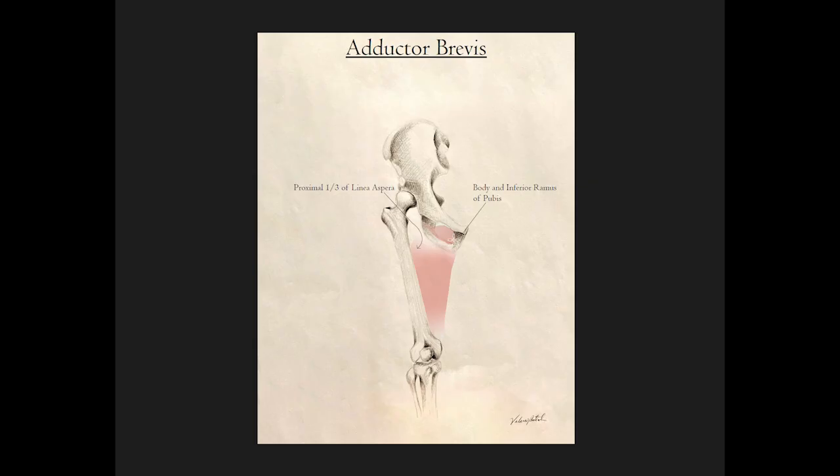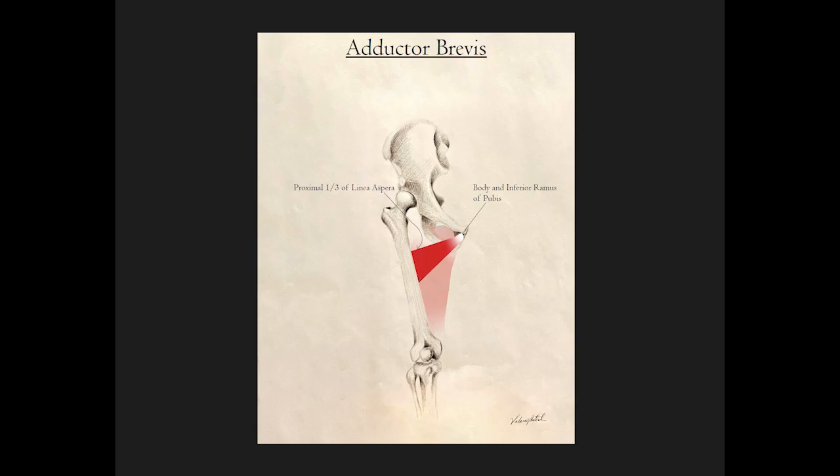The Adductor Brevis is attaching to the body and the inferior ramus of the pubis right here, and then it goes to insert onto the proximal 1/3 of the linea aspera, okay? So it's attaching to the linea aspera along with a bunch of other muscles that we've talked about, but specifically on just the proximal 1/3, okay? So it's a short and not too wide muscle that's going to run like that, okay?